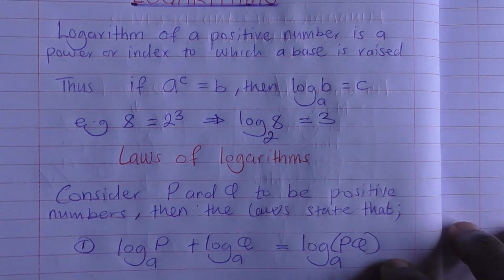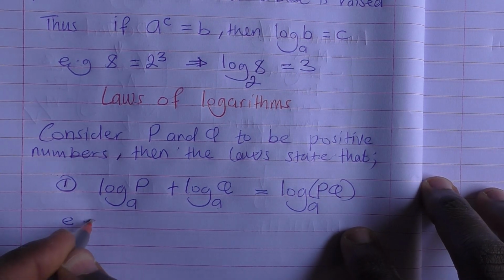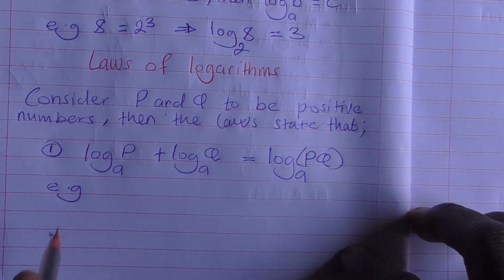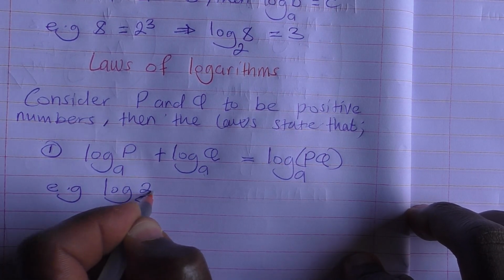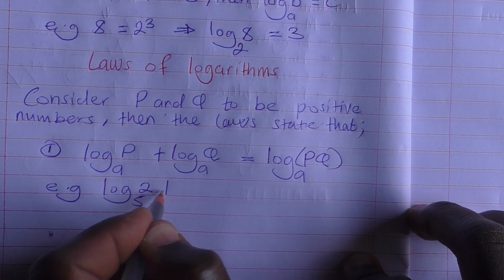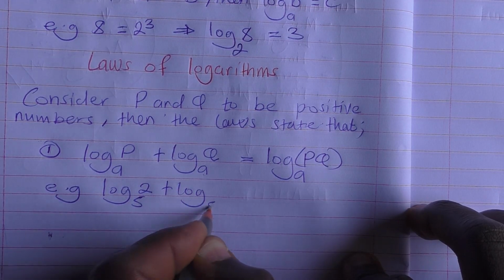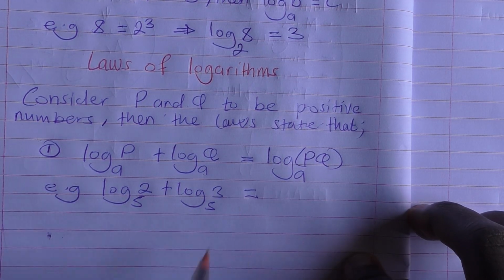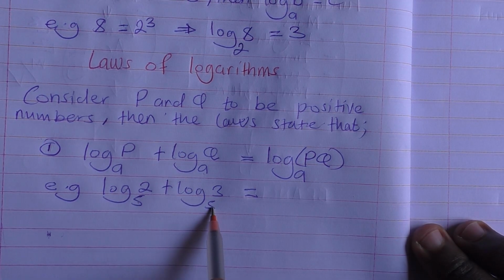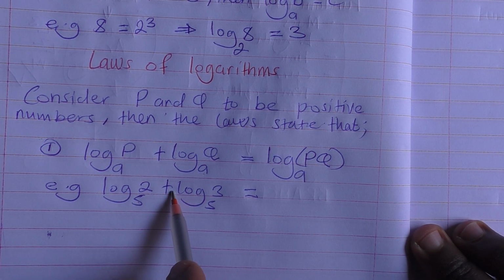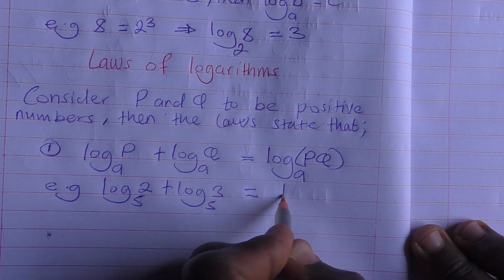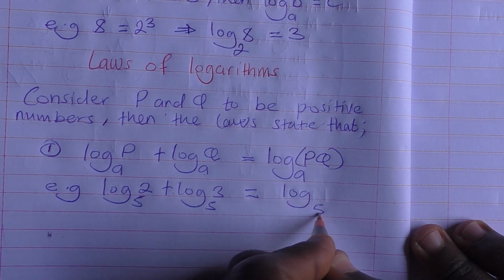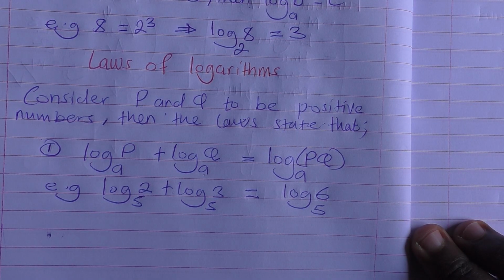For instance, e.g., if we have log of 5 2 plus log of 5 3, so the bases are the same and we are adding. Therefore, we shall multiply the powers to give us log of 5 6. That is law number 1.